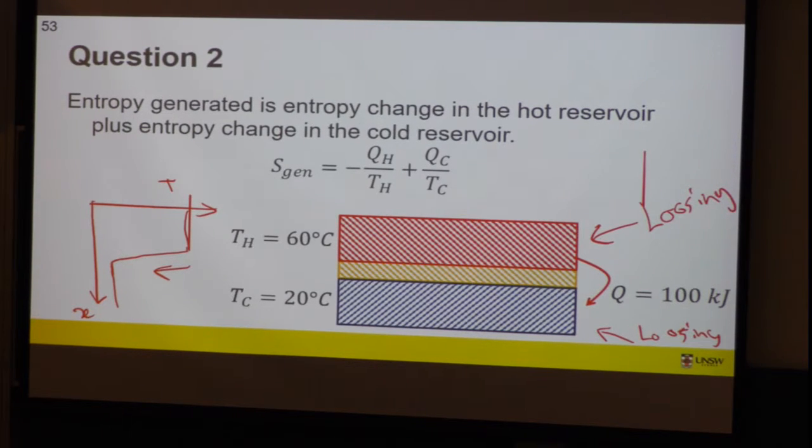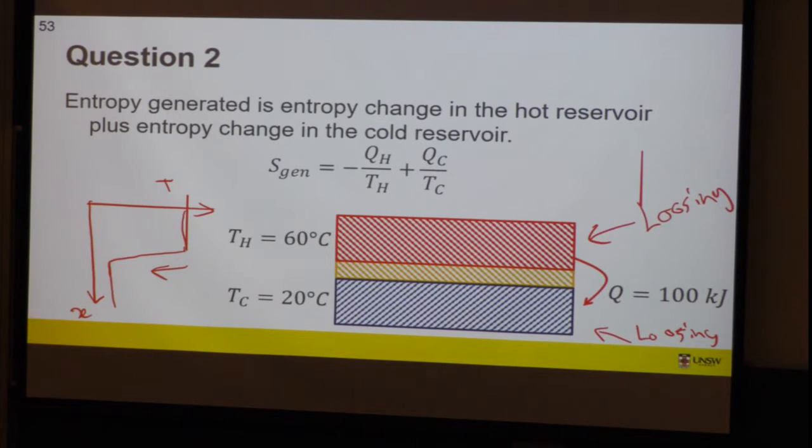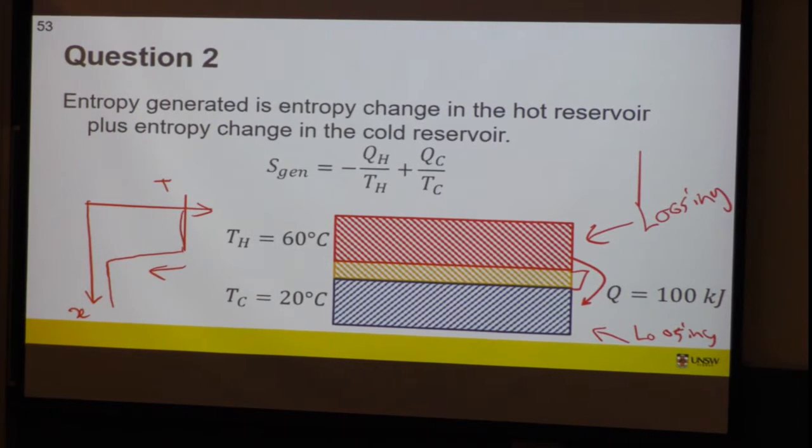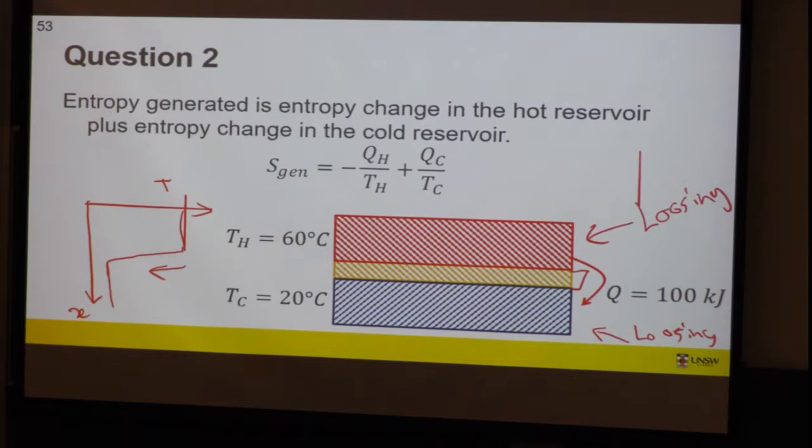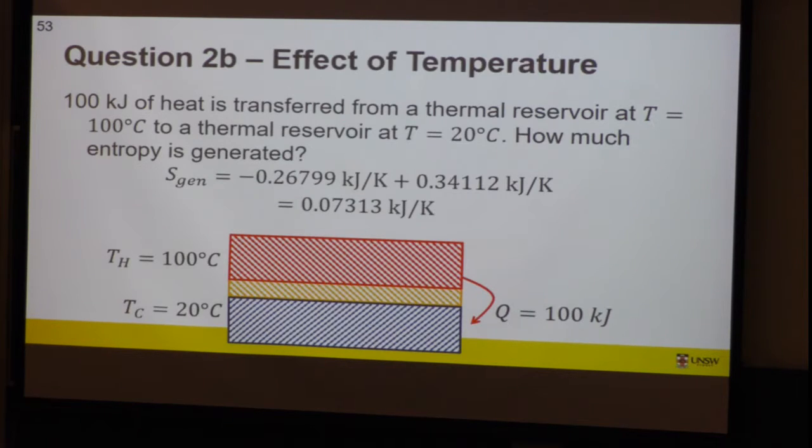Where does the entropy go? I know. And the entropy is generated in this body, we say. Not in the reservoir, not in the two reservoirs across the body. It's a good question though. Good. All right. Entropy generated.